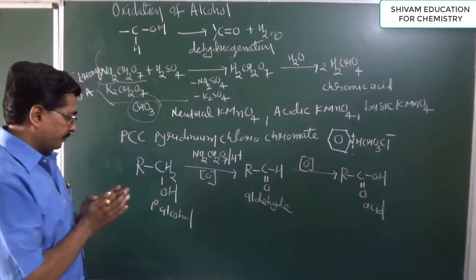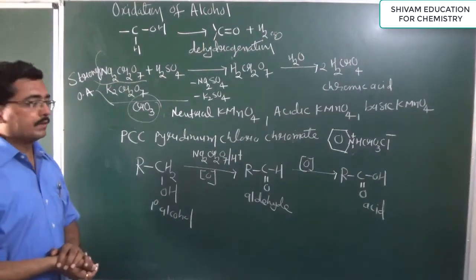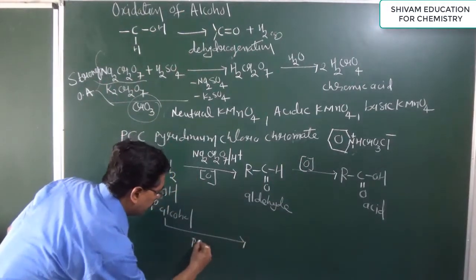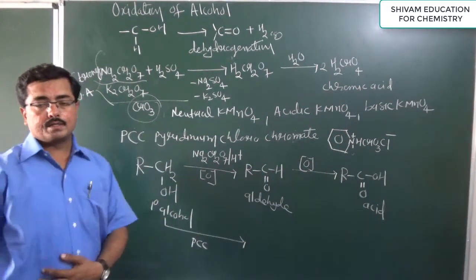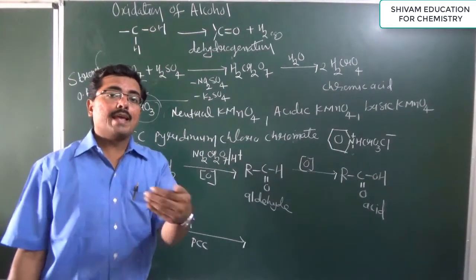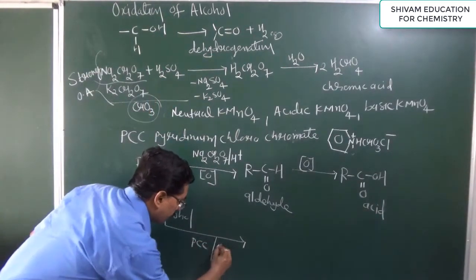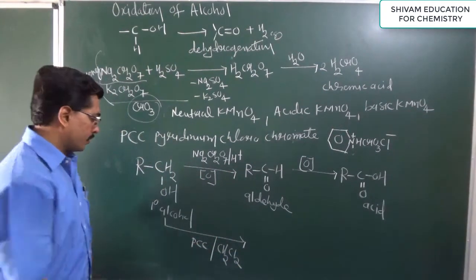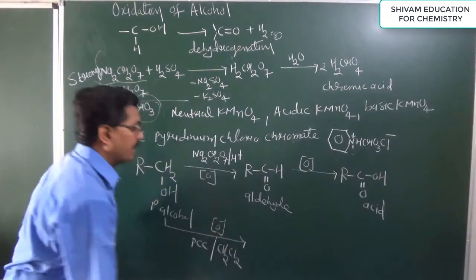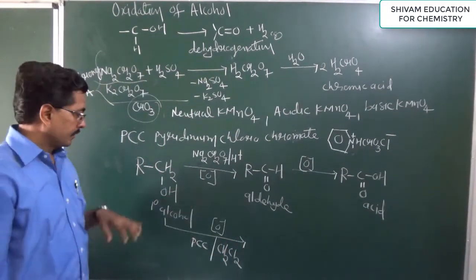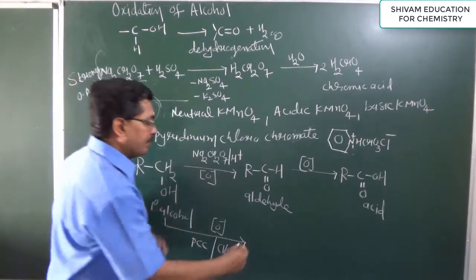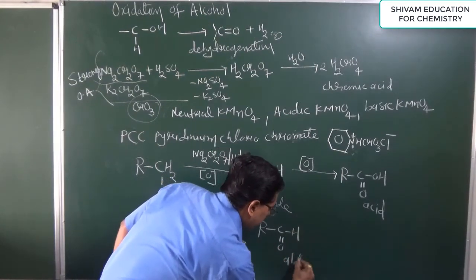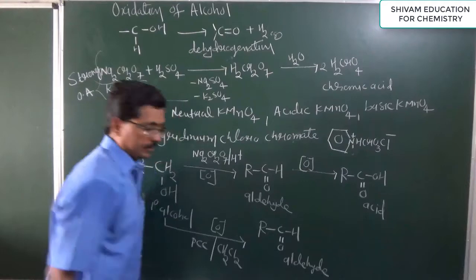Now suppose we want to obtain only the aldehyde and we don't want further oxidation, then we have to oxidize the primary alcohol using PCC, pyridinium chlorochromate. With this we have to use a non-aqueous solvent, and as a non-aqueous solvent we use dichloromethane. This dichloromethane is used as a solvent for the oxidation reaction of primary alcohol. Then only the aldehyde will be obtained as a product, and since it is a weak oxidizing agent, further oxidation does not occur.